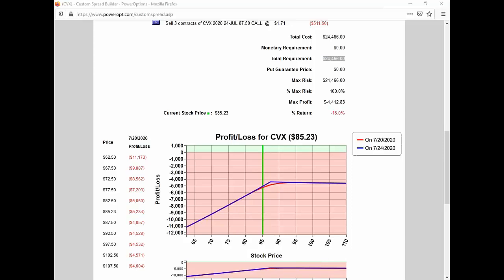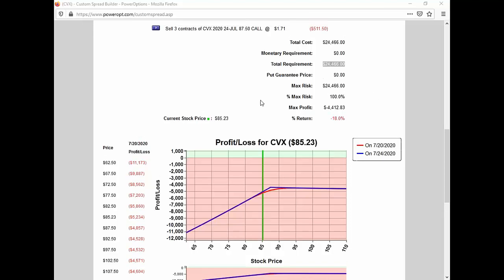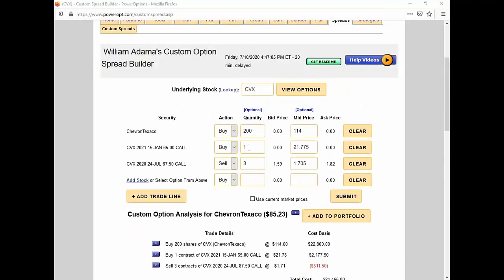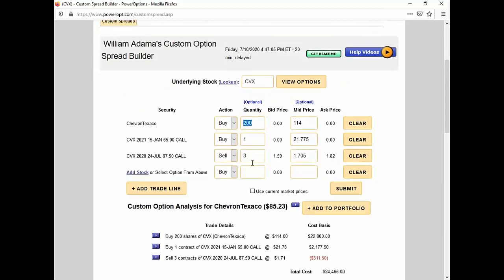So knowing earnings is coming up, and I was reading Sam's comment as I was speaking, you might not want to have those short calls open as well. And then, of course, on top of all of this, we've got the one calendar spread and the two covered calls, so we've got the three short calls.